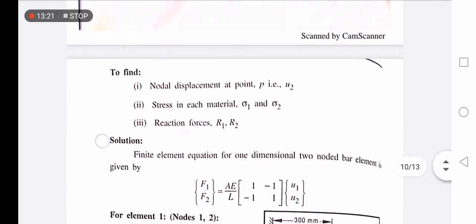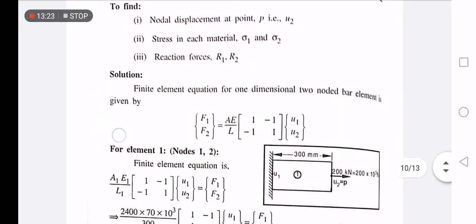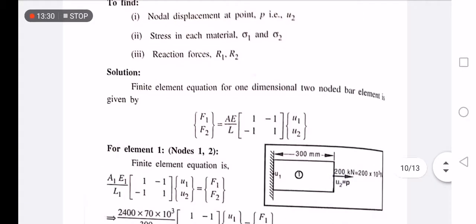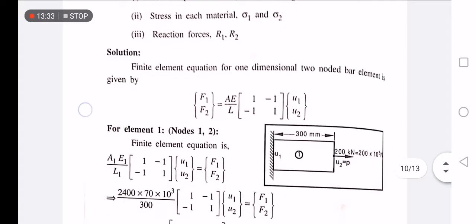Let us see how we will start. We'll start with the finite element equation for a one-dimensional two-noded bar element, isn't it? You are familiar with the equation: the force vector F1, F2 is equal to AE by L into the matrix 1, minus 1, minus 1, 1, which is called the stiffness matrix, into the displacement matrix U1, U2.